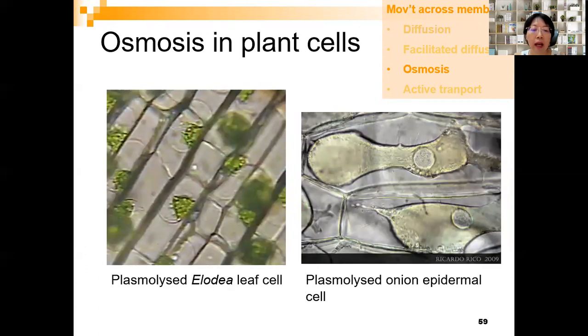Now this is an Elodea leaf cell. The leaf cell contains chloroplasts, which are green, so you can easily see the green region. You can also see the cell surface membrane, which is this line here. These are all the cell surface membrane. Here it is also highly plasmolyzed, and you can even see the nucleus clearly.